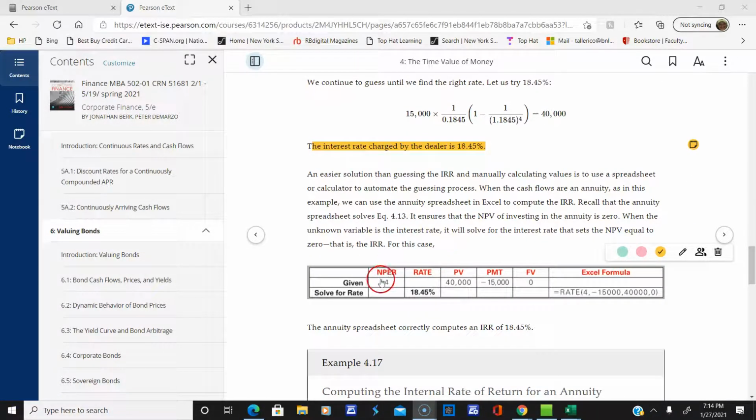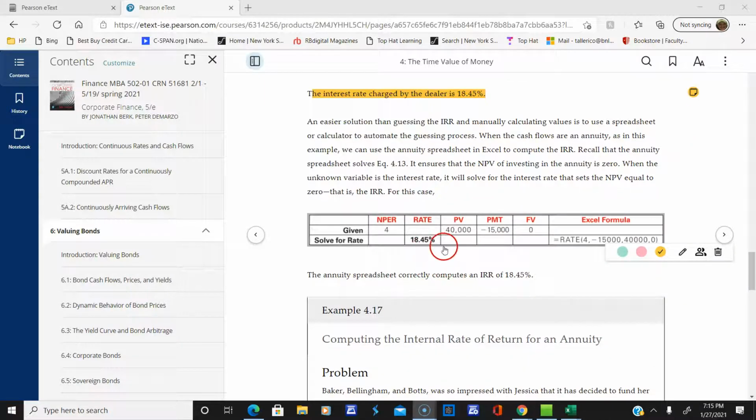And now an easier way to solve this is to use Microsoft Excel and use the rate function. We're looking for the rate. So what do we know? We know the number of periods is 4. We just plug that in, and we know that our payments are $15,000 a year, and the present value is $40,000. The future value is 0, and Microsoft Excel will pop this out with no equations, and it'll compute the internal rate of return. There's another way to do that too, with cash flows, okay?